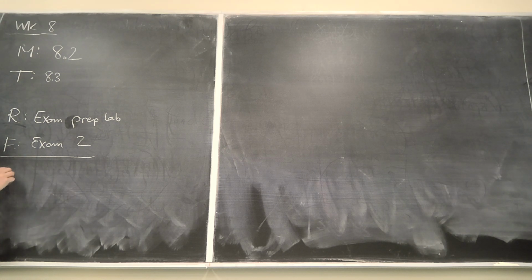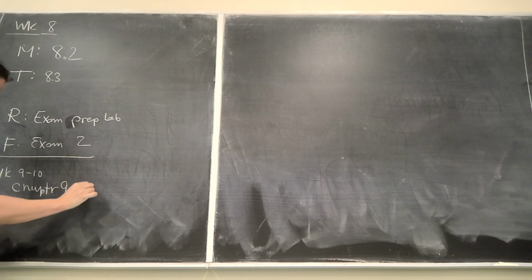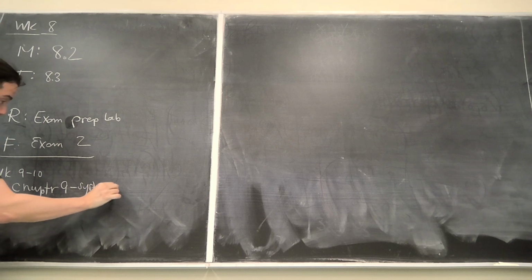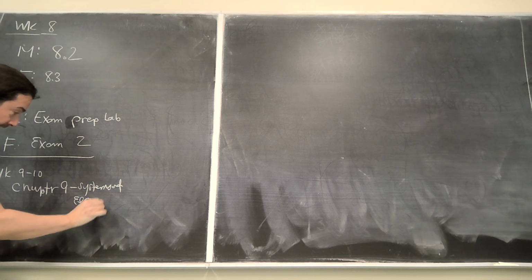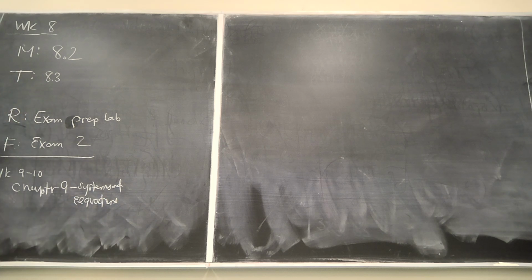In weeks 9 and 10, we're going to be talking about chapter 9, which is about systems of equations. And then we're also going to talk about the mass spring system, which is everybody's favorite differential equation. That's section 8.5, and we'll be set up to do that next week as well. That's the basis for studying all kinds of vibrations and circuits and all kinds of things.